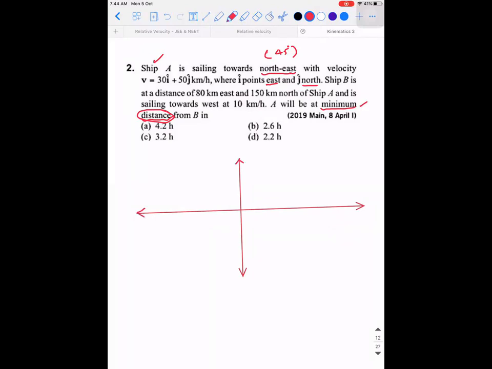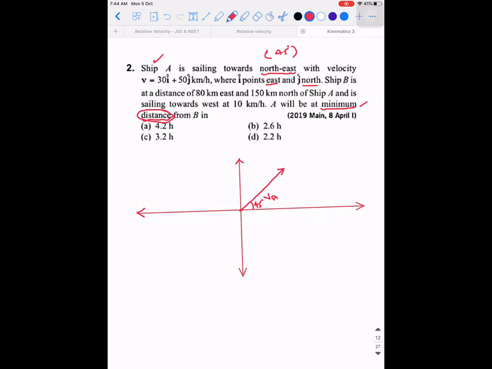So there is a ship A which is sailing towards northeast with a velocity of 30 i cap plus 50 j cap. Let's say it is starting from here. So if this is the velocity of A, then how much is the angle it is making? It is making 45 degrees. Whether this 45 degrees is useful or not, let's think about it later. There is another ship B, which is at what point? 80 kilometer east and 150 kilometer north of ship A.